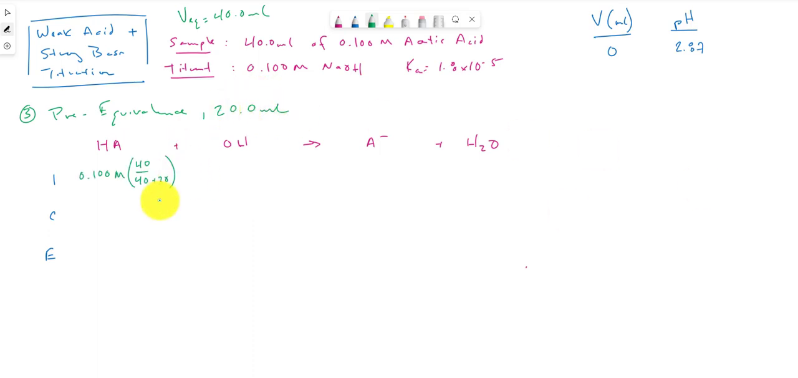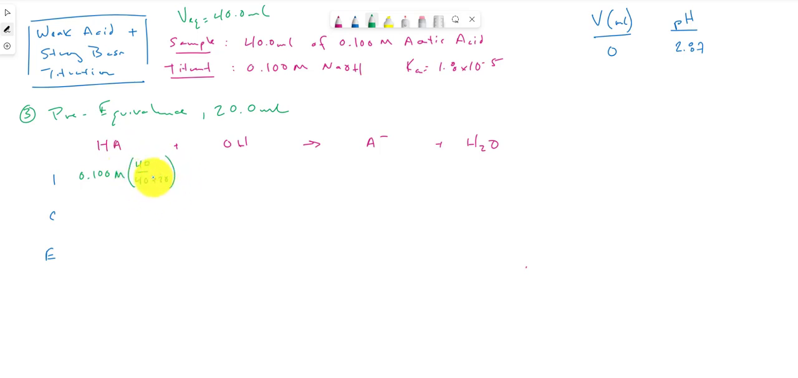The way I like to do that is to write up my concentration like I would in any ice table. For HA, the initial concentration is 0.1, but I want to know what its concentration is at that moment after I've added stuff. So I would multiply by 40, which is milliliters, and that would give me the number of moles. Then I divide again by the new volume, which is 40 plus whatever we've added, which is 20.